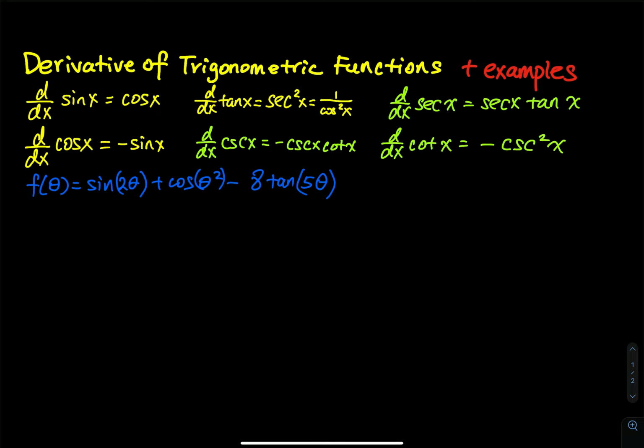So let's do some examples. First one is f of theta equals sine of 2 theta plus cosine of theta squared minus 8 times tangent of 5 theta. So let's take the derivative of that. f prime of theta. The first one is a chain rule, so the derivative of sine is cosine of 2 theta, and then you also need to take the derivative of 2 theta, which is equal to 2.